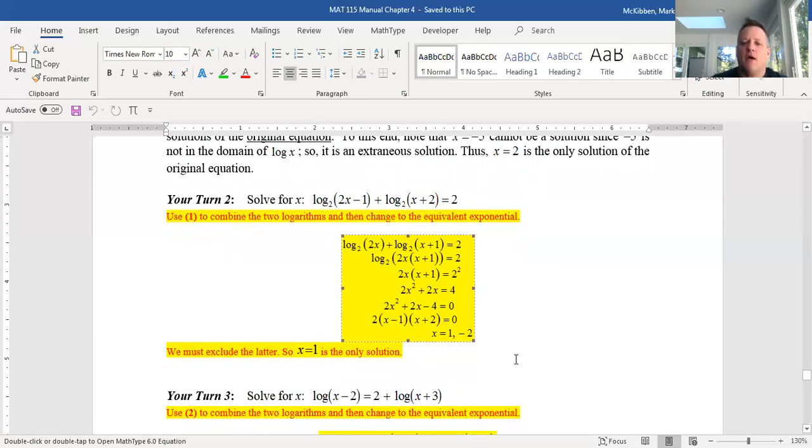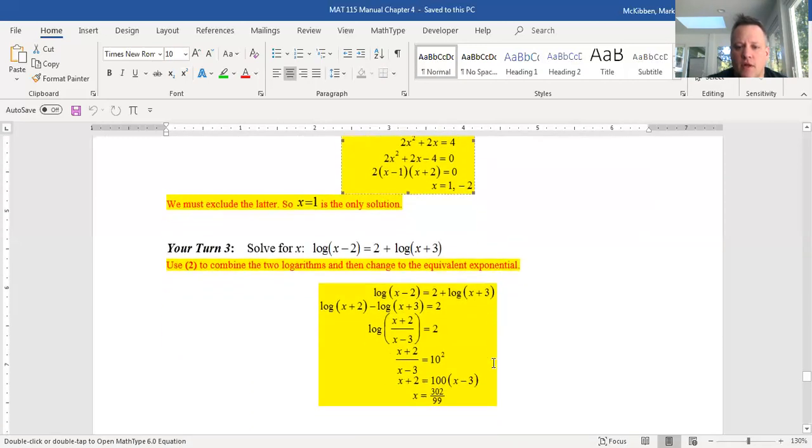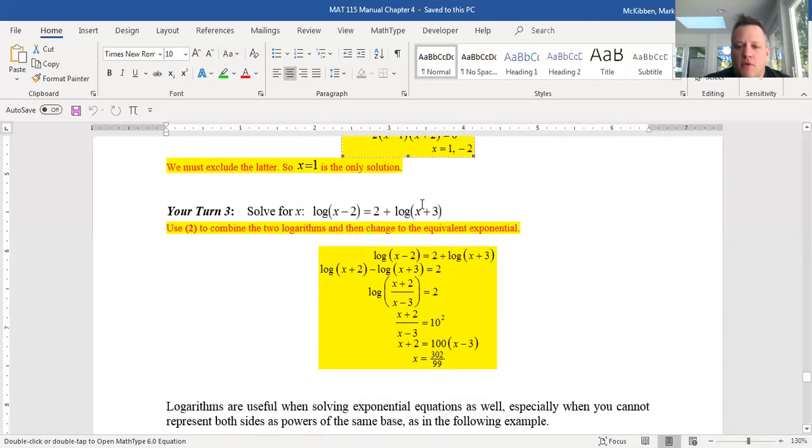Same idea. But now make sure you get the logs on both sides of the equation first. All right, so in this case, I'm going to pull the log of x plus 3 to the left to get that guy. But remember, the difference of logs of the same base is now the log of a quotient. And so I'm going to rewrite the left side as the log of x plus 2 over x minus 3. That's equal to 2.